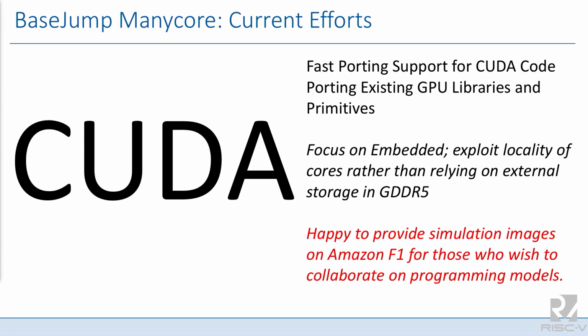Okay. We're also interested in a fast path for getting CUDA working on this Manycore. The model is not exactly the same. Our model is a much more embedded-friendly model. Our goal is not to just slosh things back and forth out of external GDDR5 RAM. The idea is to leverage the locality that's inside the chip between the cores and have a programming model that exposes that. Okay, so if you're interested in programming models for Manycore, we're happy to facilitate you developing on our architecture, for instance, by providing images on Amazon F1 that you can program with.